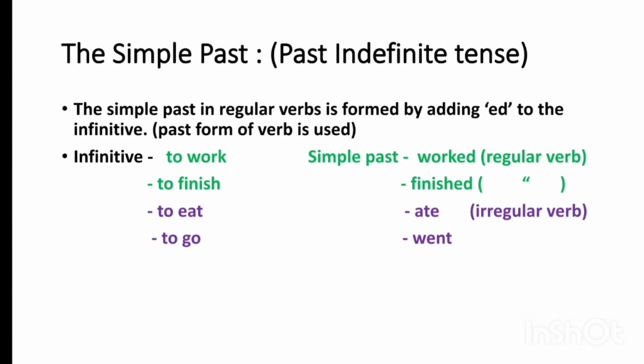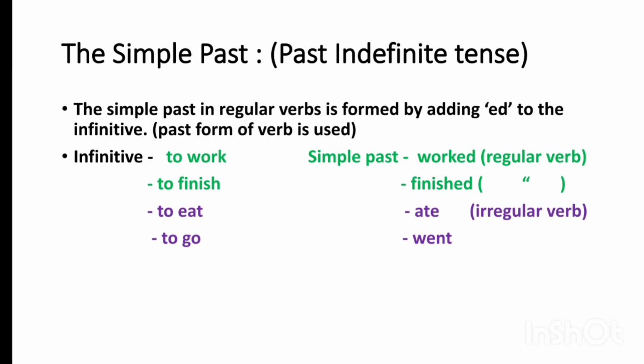Before going for some more differences between the past indefinite and the present perfect, first have a look at the verb structure of both the tenses. First we take the simple past and later on we will take the present perfect. The simple past, as you all know, in regular verbs is formed by adding ed to the infinitive. Infinitive means the first form of the verb. So the past form of the verb is used.